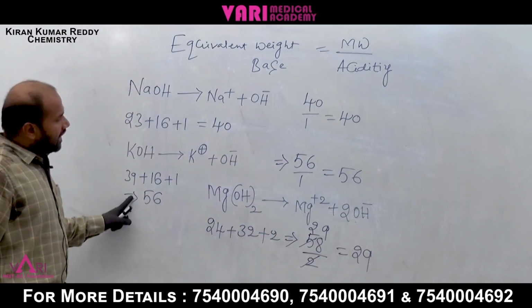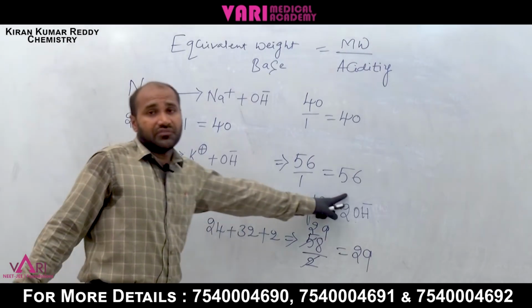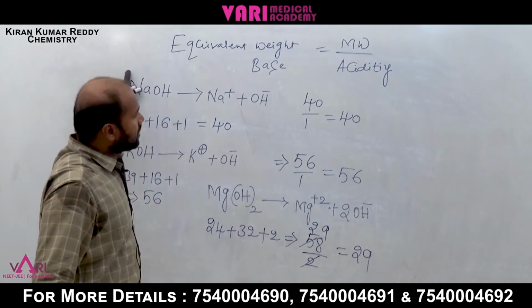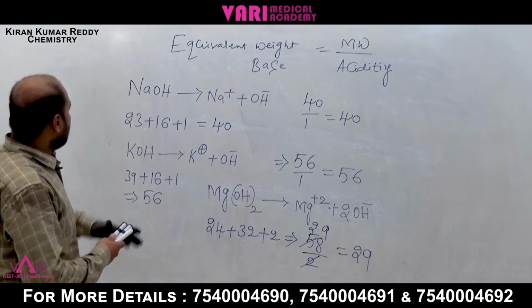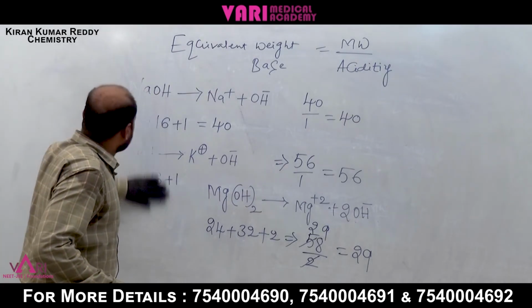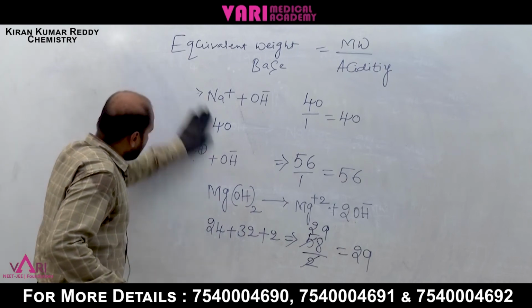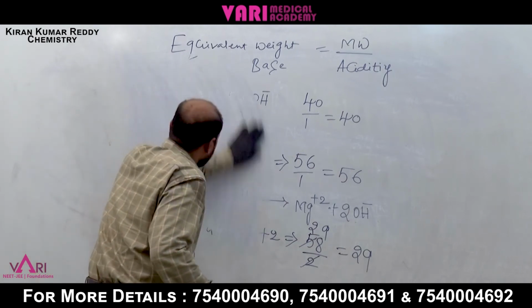Now the gram equivalent weight of KOH is 56. Gram equivalent weight of sodium hydroxide is 40. Now I am taking another example, calcium hydroxide. What is the equivalent weight of calcium hydroxide?